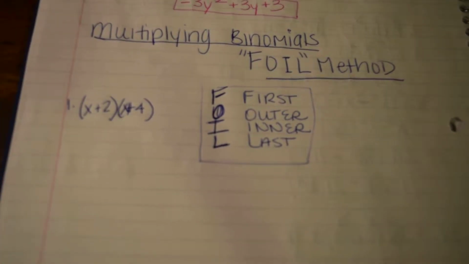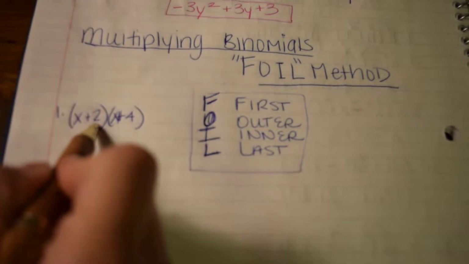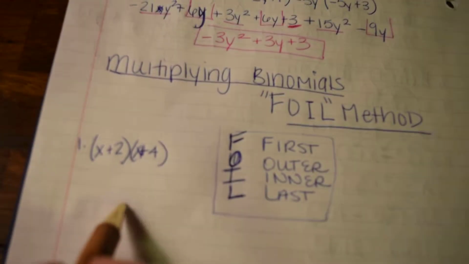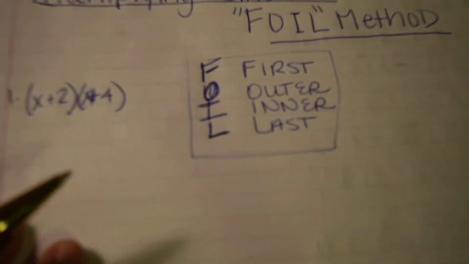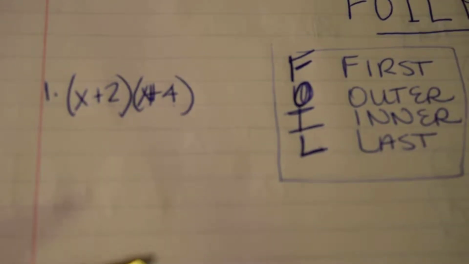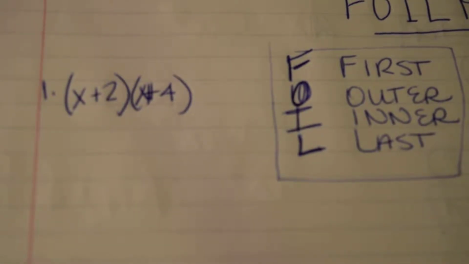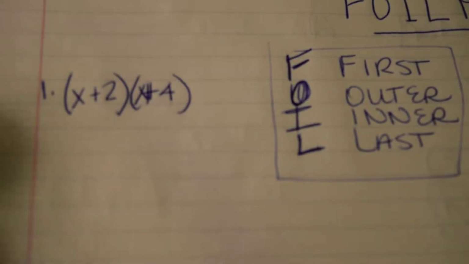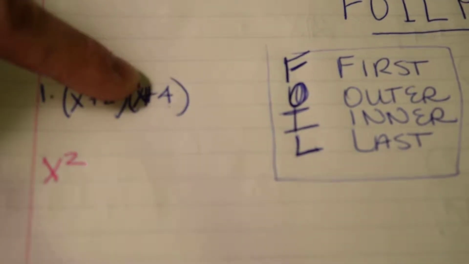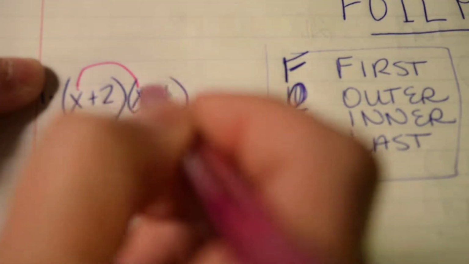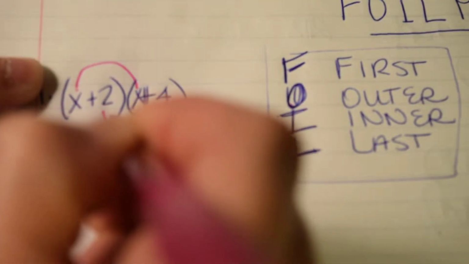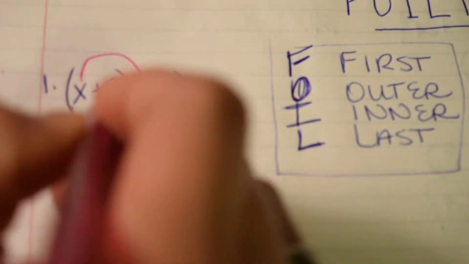Okay, so our first problem is x plus 2 times x plus 4. Well, how do we multiply using this first, outer, inner, last method? You are going to multiply the first terms, which is what first stands for. So x times x is x squared. Then we are going to multiply the outer terms.